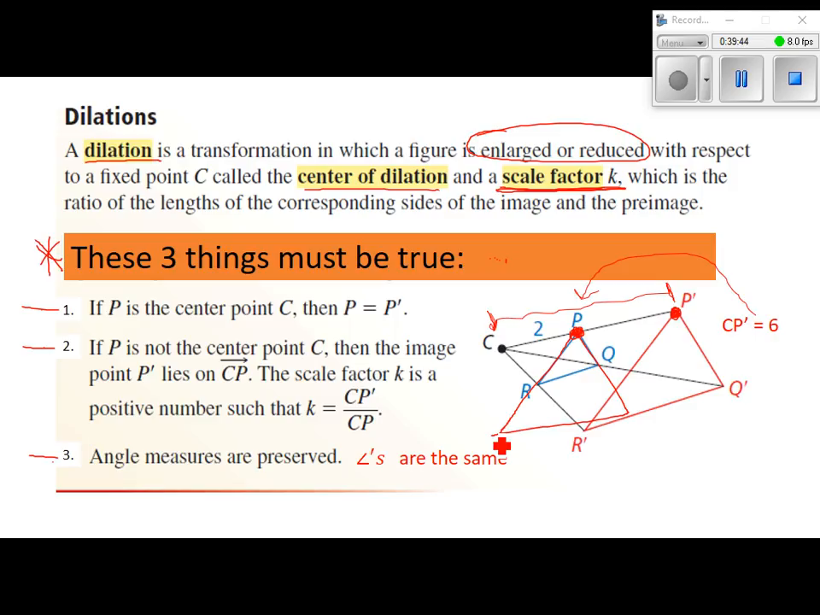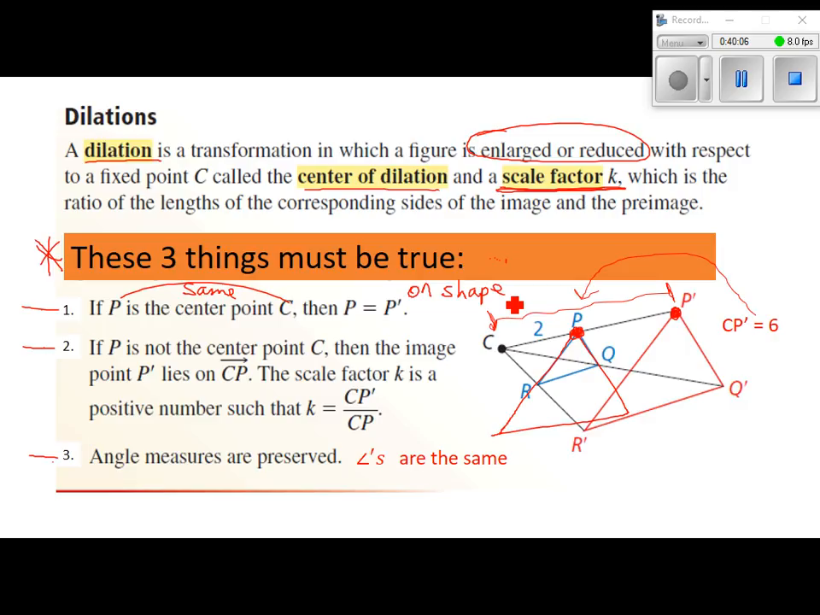So on this one, you might just put P and C same. So P is the center point, or whatever the center point is, if it's on the shape, center is on the shape, or part of the shape. If P is not the center, then you got stuff like we were just doing on that paper.